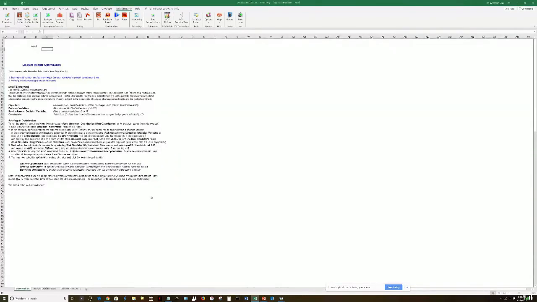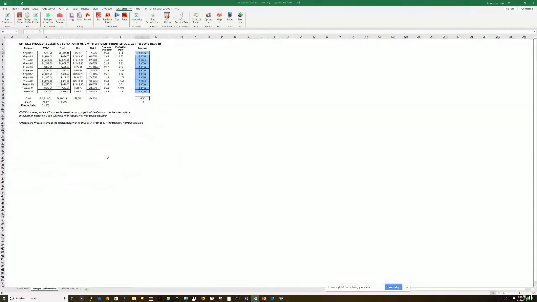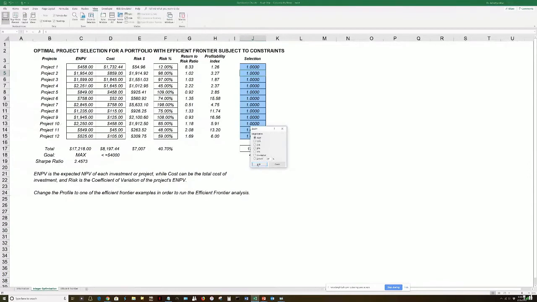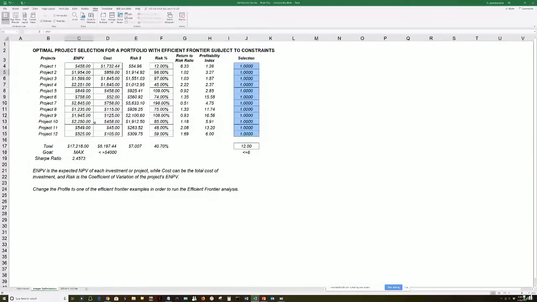I'll open up another example here, and then I'll show you project management and other things as well. So let me zoom in as much as I can here, to maybe 200%. Okay, so here we've got something called portfolio. Again, portfolio is anything that is greater than 1. So in this case, I've got 12 different projects.